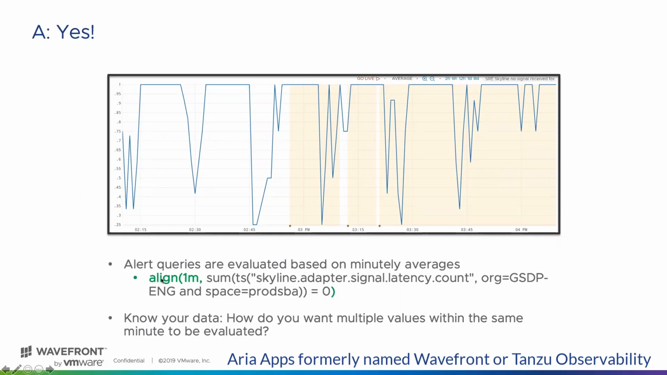if the alert condition had said itself, align 1 minute, min, the original condition, that would mean that if in any given minute any of the values were false, the overall data point that the Wavefront alerting engine saw would have been 0. And in that case, the alert would not have fired.